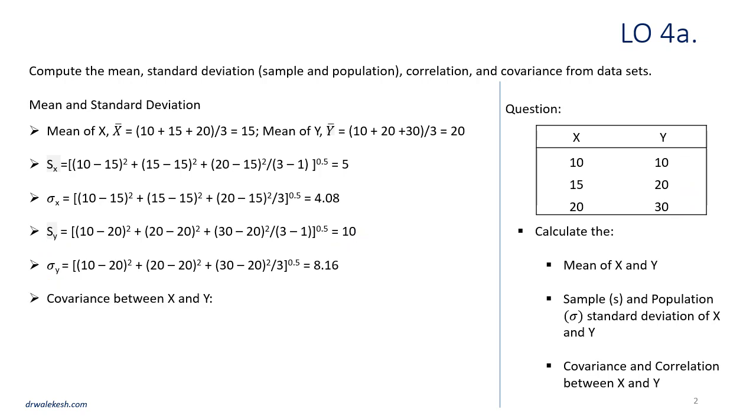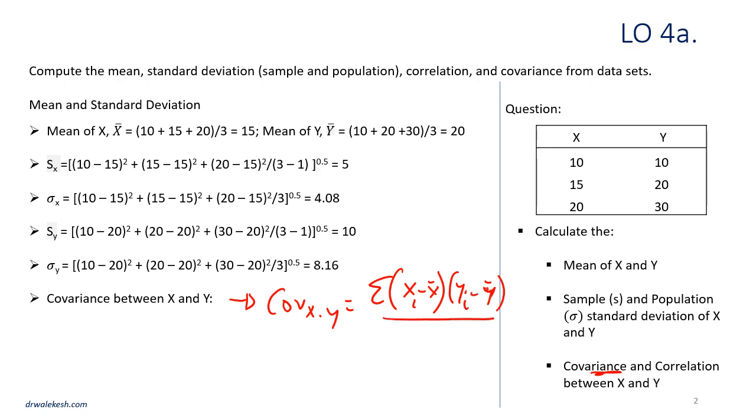Now let us move on to covariance. The covariance between x and y can be computed as the summation of xi minus x bar, times yi minus y bar, divided by n minus 1.